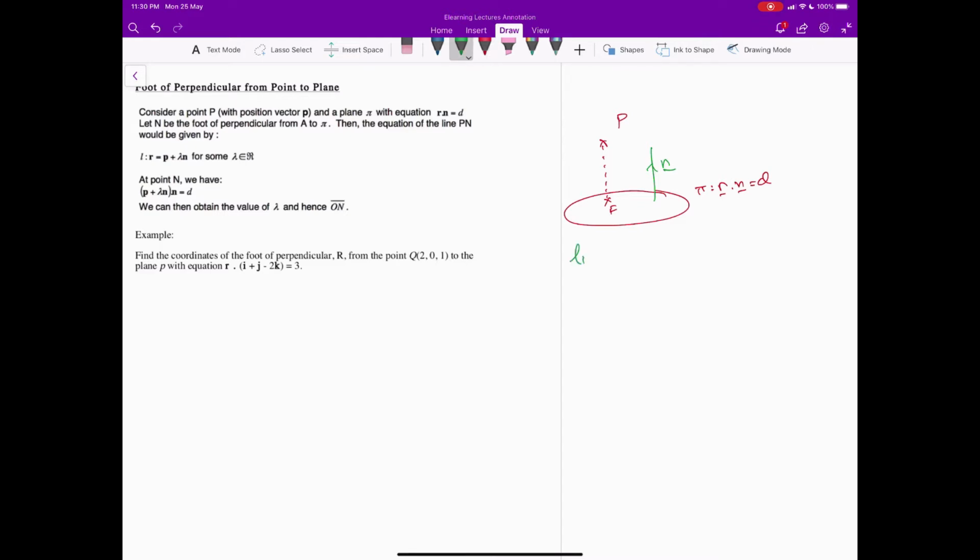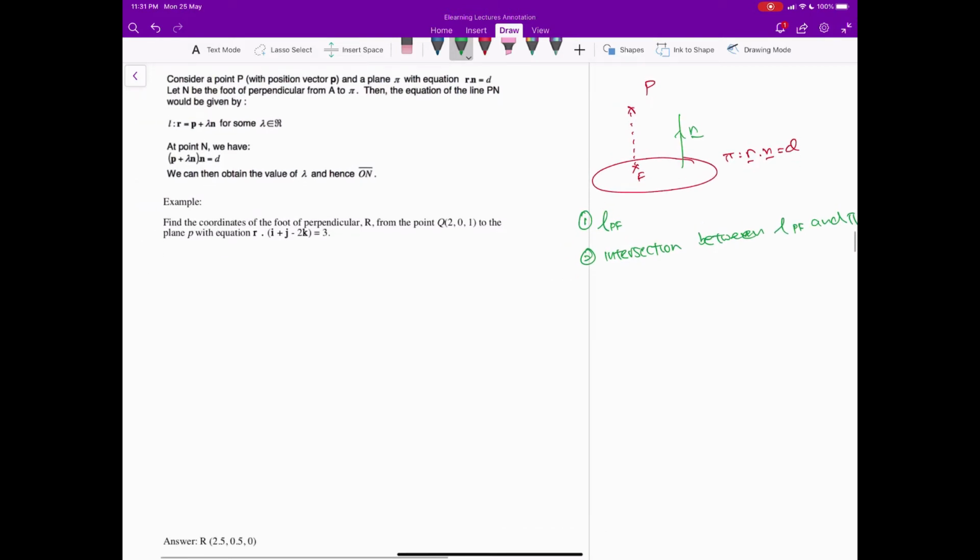So I create the line PF first. Second step, I then find the intersection between line PF and the plane. This will essentially give me the foot of perpendicular. Intersection between line and plane was taught in previous parts, under the relationship between line and plane. If you don't remember how to find it, kindly refer back to the old video for a quick look. If not, we are going to go through the example over here.